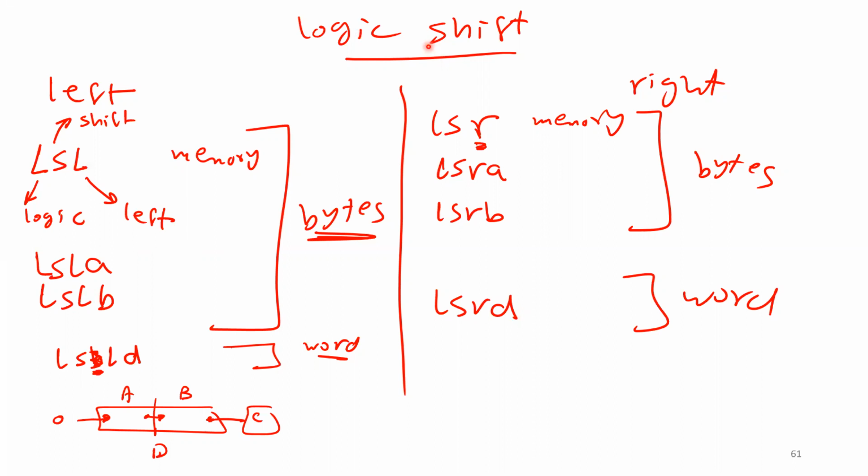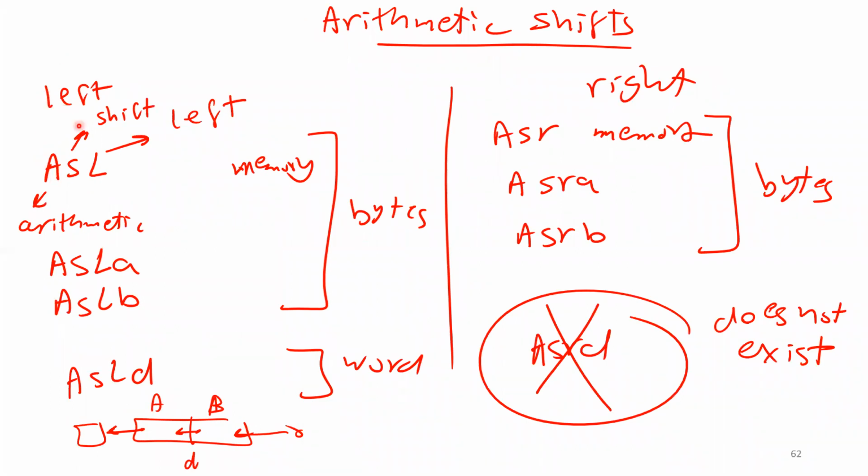What about arithmetic instructions? Same thing, but I'm gonna replace letter L with letter A, okay? Instead of logic, it's gonna be arithmetic. As you see here, ASL: arithmetic shift left for memory, arithmetic shift left for register A, arithmetic shift left for register B, arithmetic shift left for register G. And as I told you, for the left, arithmetic or logic, they are the same. So you're doing exactly the same thing, okay? Right is different, as I told you.